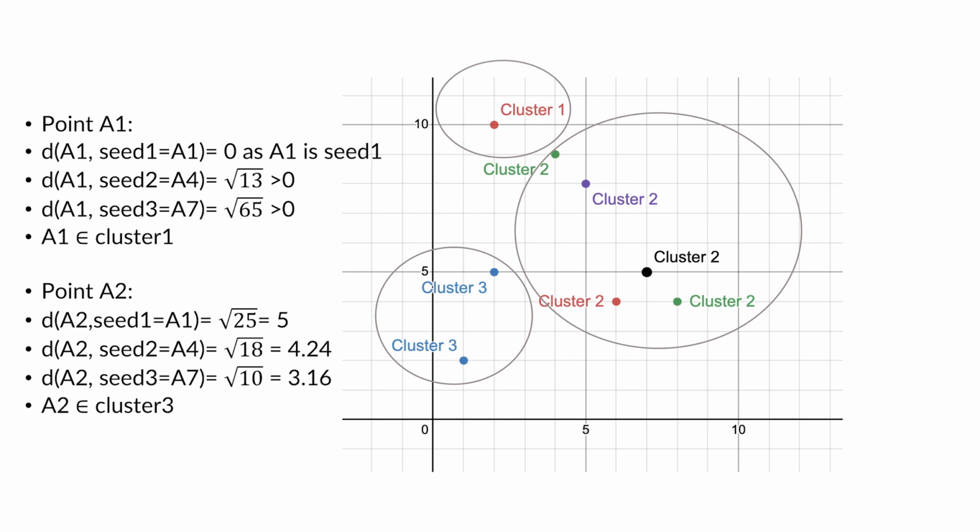In regards to A2, I will calculate the distance of A2 to the different cluster centers. So for cluster 1, I'll get 5. For cluster 2, I'll get 4. For cluster 3, I'll get 3. So A2 will belong to cluster 3. And this is the result of the first step. We have for cluster 1 a single point. Cluster 2 is composed of several points. And we have cluster 3 with only 2 points.